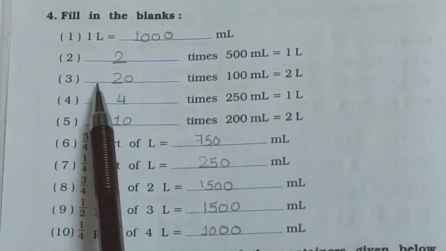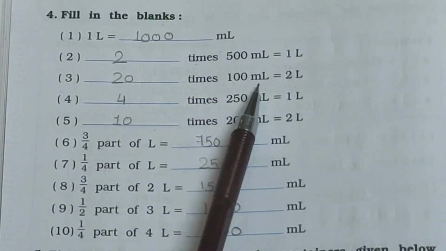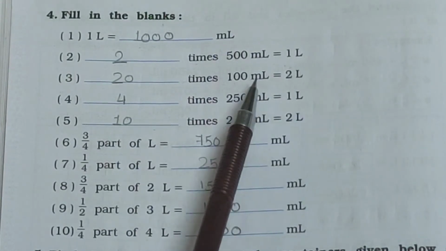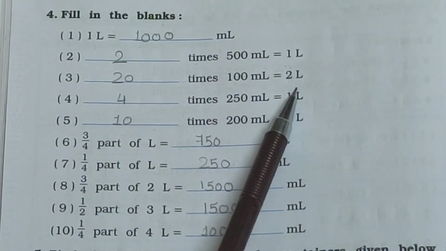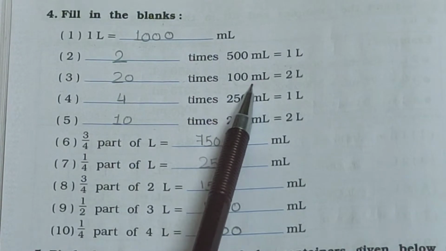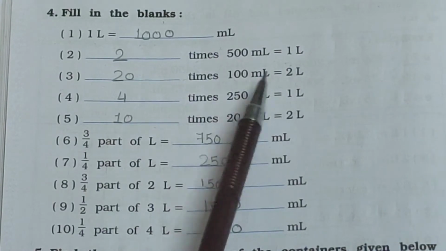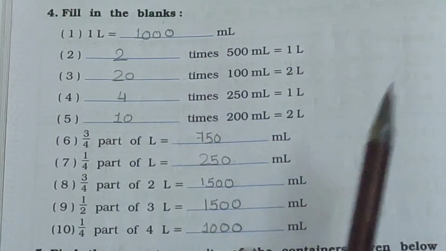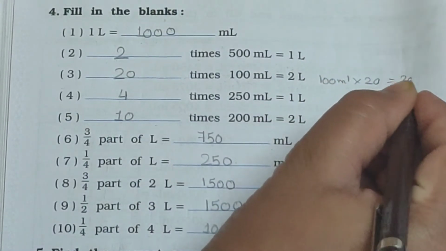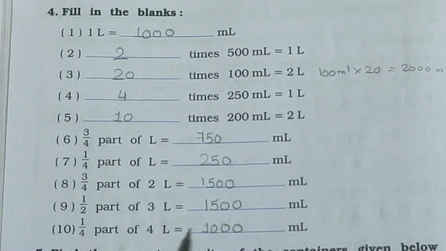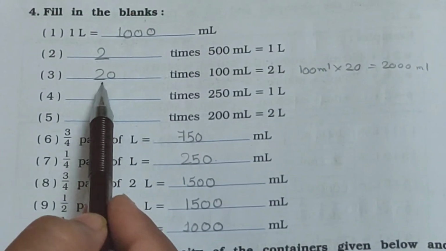Now see third one. Blank times 100 ml is equal to 2 liter. Here 100 ml is given and you have to make 2 liters, so how many times do you take 100 ml to get 2 liters? Okay. So if we multiply 100 ml by 20, then we get 2000 ml, and 2000 ml is equal to 2 liter. So 20 times. Your answer is 20 times.